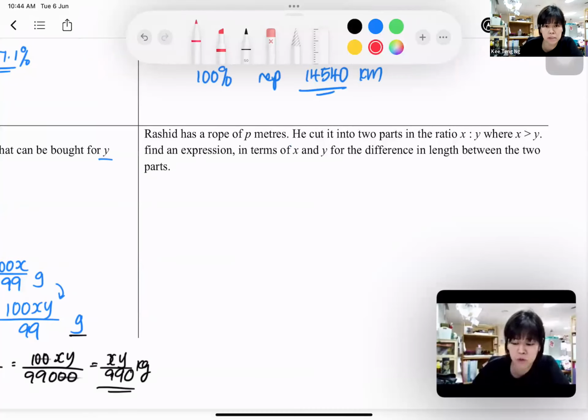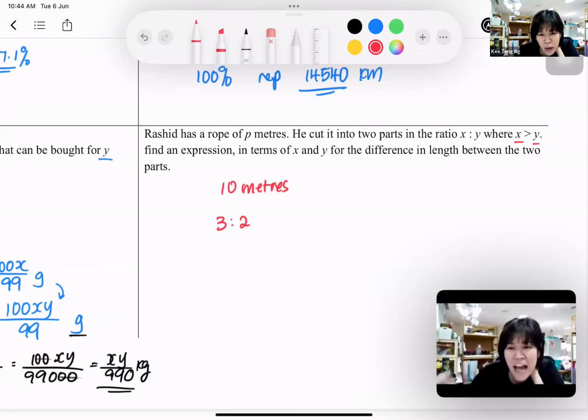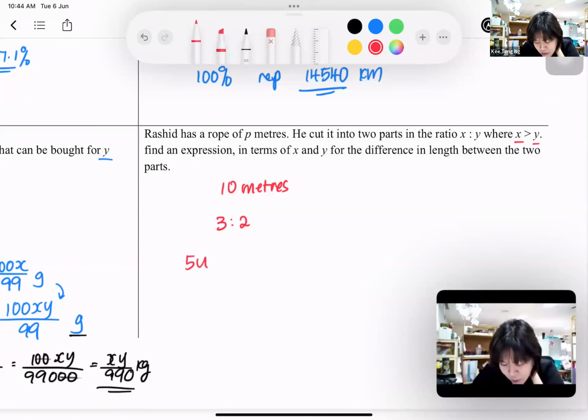How many number of units represent 10 meters? This question, primary school question, nobody answered me. If I want to start with this, how many units represent 10 meters? For example, I have 10 meters of rope. I cut into the ratio X:Y with 3:2. How would I start off the question? Divide by 5. Yeah, 5 units. I divide by 5, correct. 5 units represent 10 meters, correct. Then I divide by 5 or whatever number of units, right?